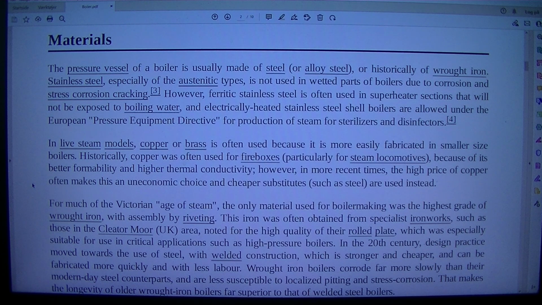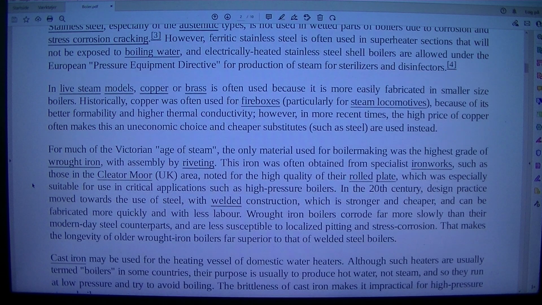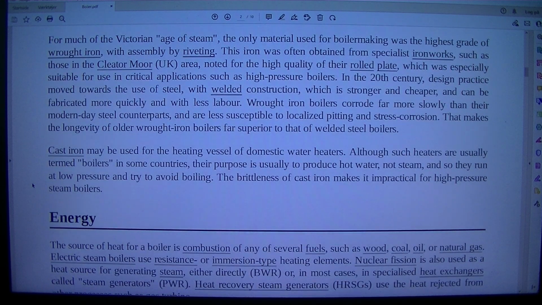For much of the Victorian age of steam, the only material used for boiler making was the highest grade of wrought iron, with assembly by riveting. This iron was often obtained from specialist iron works, such as those in the Cleator, UK, area, noted for the high quality of their rolled plate, which was especially suitable for use in critical applications such as high-pressure boilers.